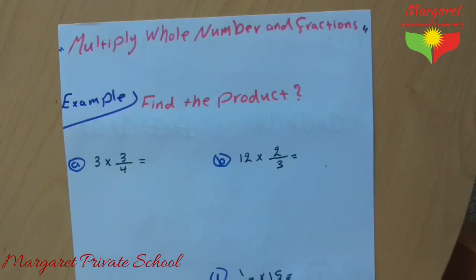You must have the same denominator. If you don't have the same denominator you must find the common denominator by using LCM.